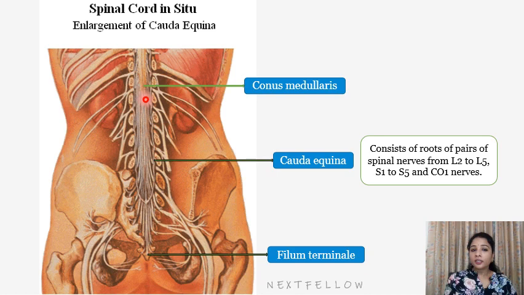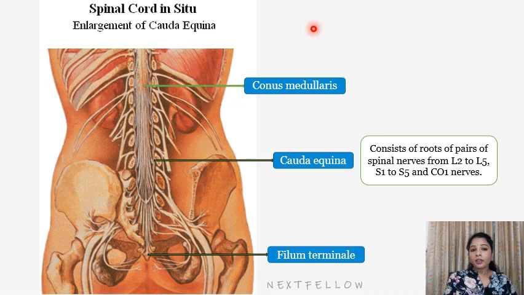And beyond that, the thin thread-like structure, which is called the filum terminale, extends from the tip of the conus medullaris all the way till the coccygeal vertebra. We can see it is attached to the coccygeal vertebra. So this middle thin thread-like structure is called the filum terminale.